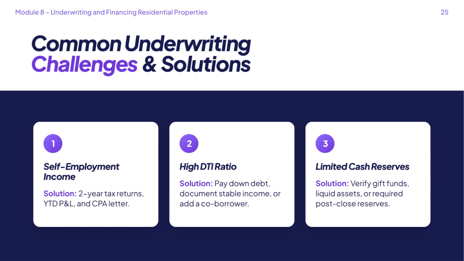First, self-employment income can be tricky to verify, so lenders usually require 2 years of tax returns, year-to-date profit and loss statements, and a letter from a CPA to confirm income stability. Next, a high debt-to-income ratio often raises concerns. To address this, borrowers can pay down existing debt, provide documentation of stable income sources, or bring in a co-borrower to strengthen the application. Lastly, limited cash reserves can be an issue, but this can be resolved by verifying gift funds, proving access to liquid assets, or meeting required post-closing reserves. Understanding these challenges and their solutions helps streamline the underwriting process and improve approval chances.